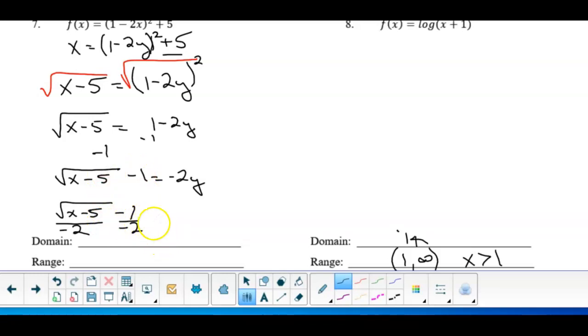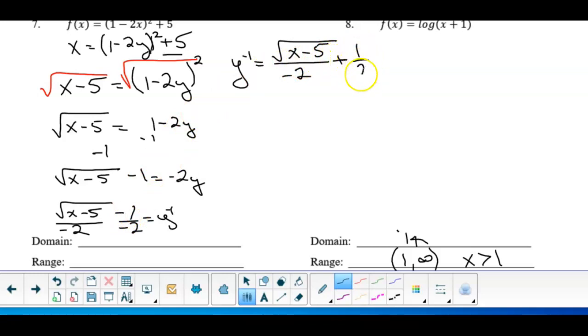So I'm going to set it up like this. And we have y, technically y prime. So let me rewrite it up here. So I have y inverse, or y negative first, is equal to the square root of x minus 5 divided by negative 2, and then negative over negative makes that positive 1/2.